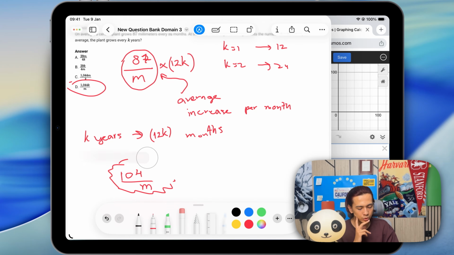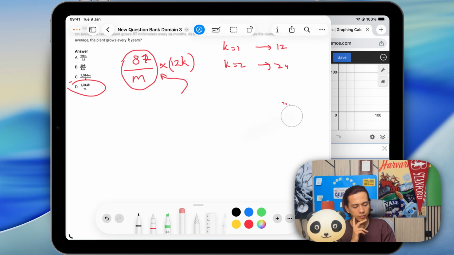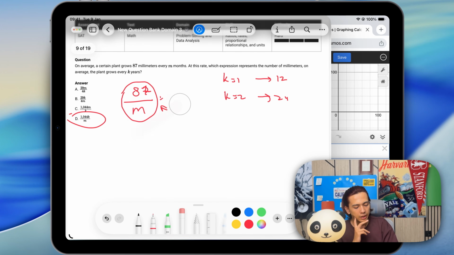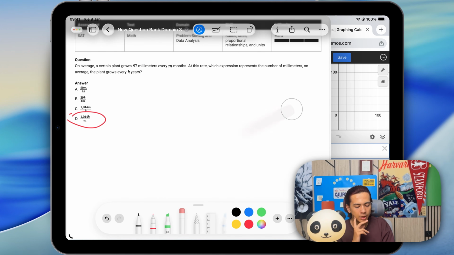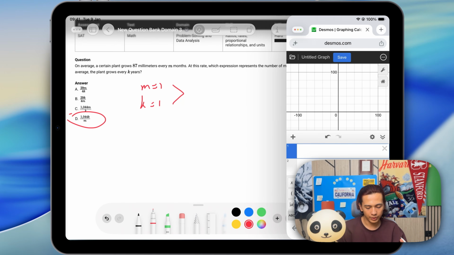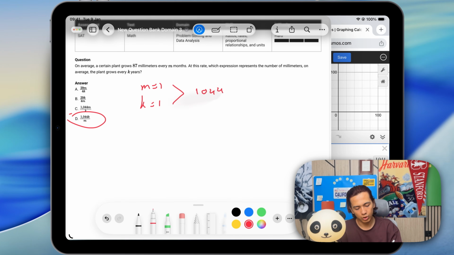But how else could we have approached this question? We could have approached it super easily by giving m and k fixed values, right? First of all, imagine that the plant grows by 87 millimeters every month, right? So m is going to be 1. In such a case, you plug in case 1, imagine, right? So after 1 year, you should increase by 87 times 12, right? So you should increase by 1044, right?